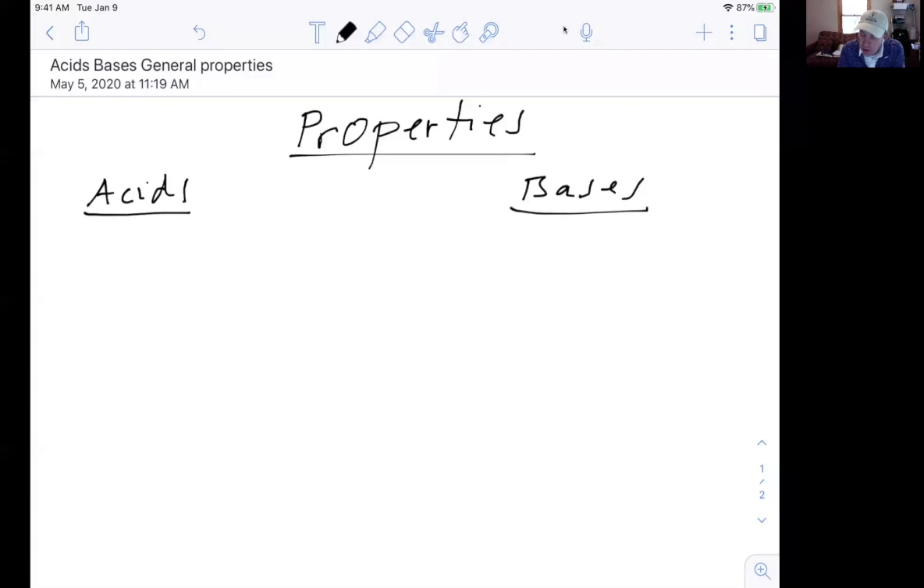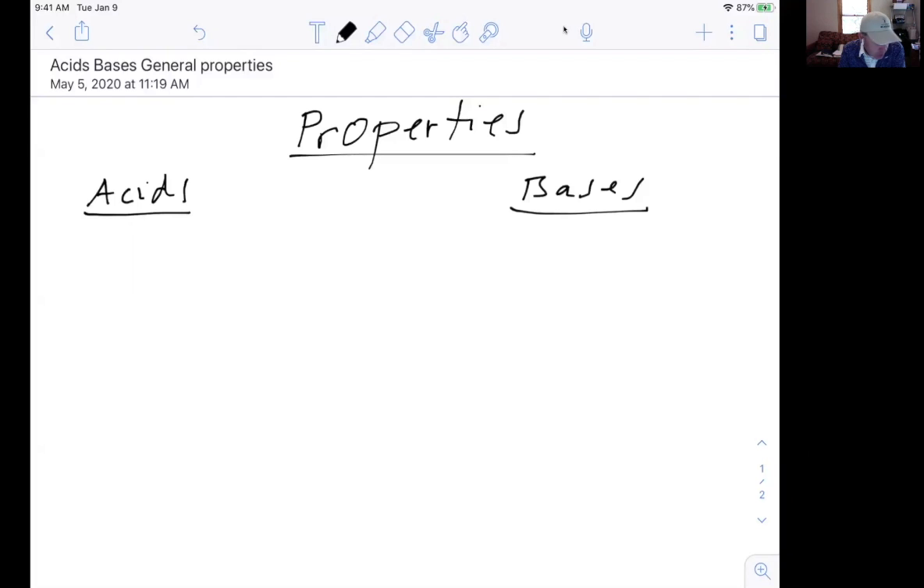So we're going to start our final chapter of the year. It's going to be acids and bases. And I'm going to start off with some general properties of acids and bases. And you can see on your screen that I have split up acids and bases, and we're going to make little columns for each.